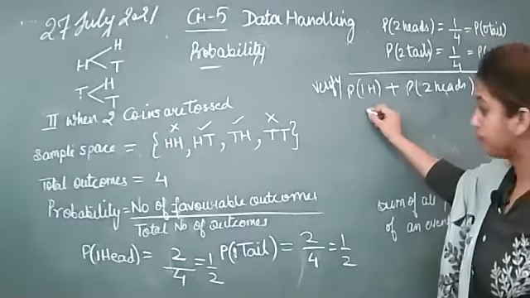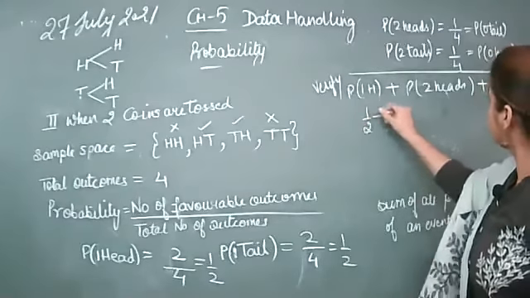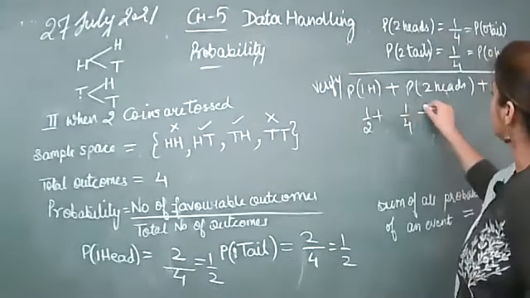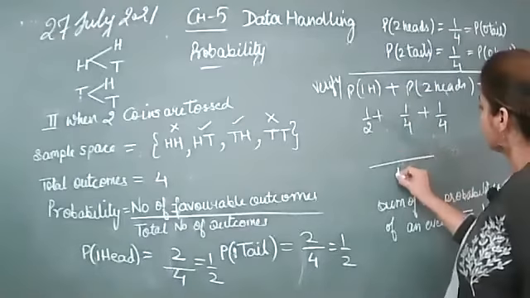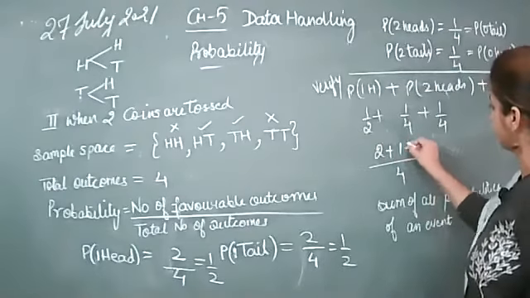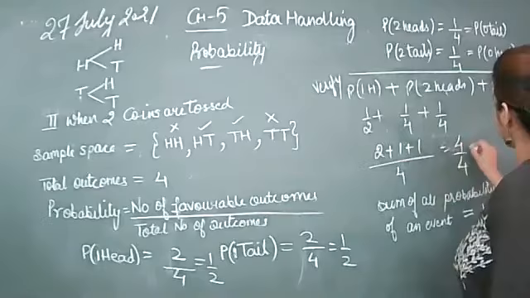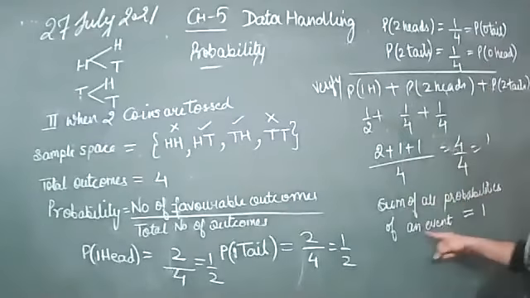This is your 1 by 2. This is your 1 by 4. This is again your 1 by 4. If you take LCM, 4 by 4, that is 1. So the sum of all the probabilities of an event is again 1.